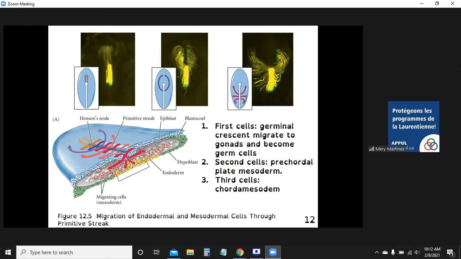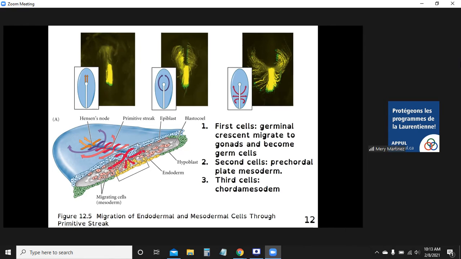Now, due to the different movements, these cells eventually will reach deeper parts of the embryo and displace the hypoblast, and eventually will migrate through the blood vessels and reach the gonad. So some of those cells will become the germ cells.